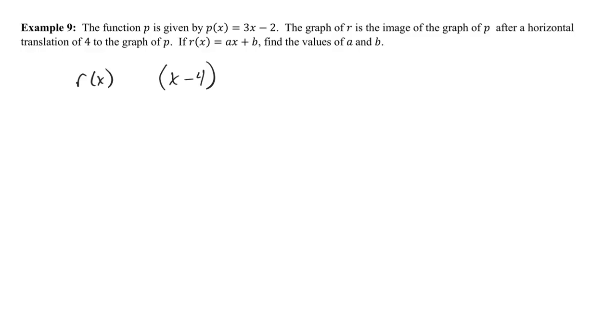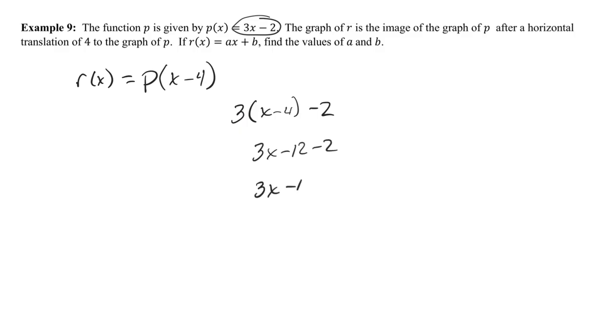So r of x is going to be the function p when it's translated. So now I'm just going to take this x minus 4 because that's my new input, and I'm going to go up here, and I'm going to take 3, and instead of x, I'm going to put x minus 4, minus 2. Right? And then I'm just going to clean that up. I'm going to distribute. I'm going to combine like terms. 3x minus 12 minus 2, and I get 3x minus 14. So r of x is equal to 3x minus 14.